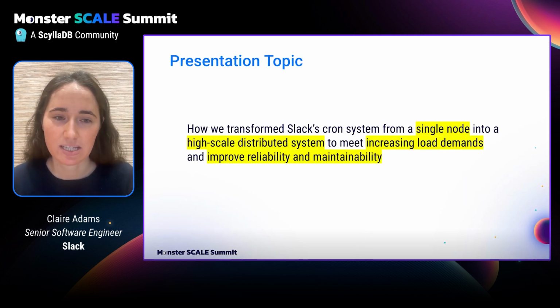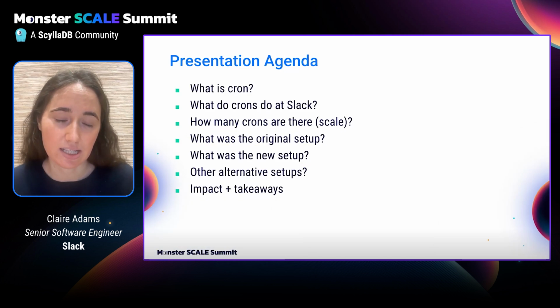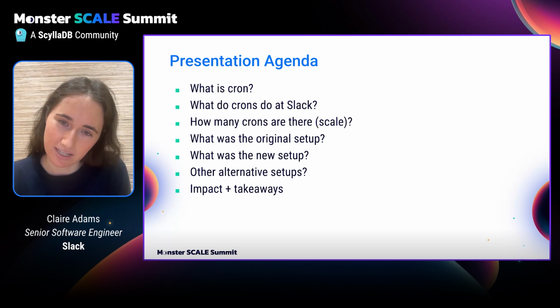This presentation is about how we transformed Slack's cron system from a single node into a high-scale distributed system to meet increasing load demands and improve reliability and maintainability. Today we're going to go through what cron is, how we use cron at Slack, what our scale is, what our original setup was and what our new setup is, and then some alternatives we considered, and then the impact and the takeaways.